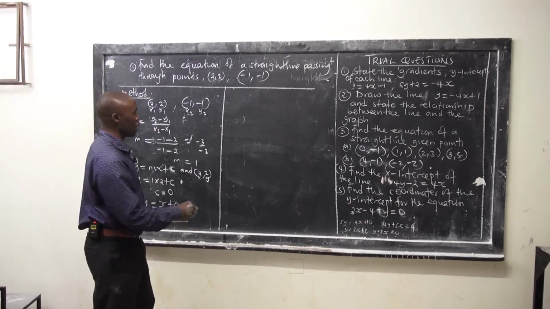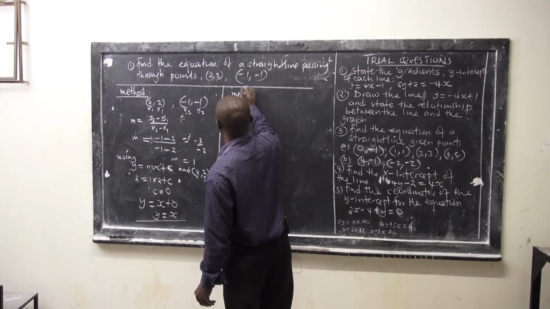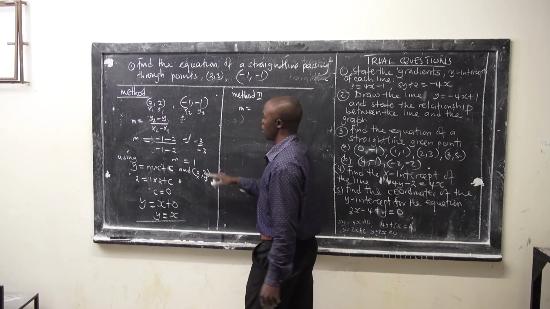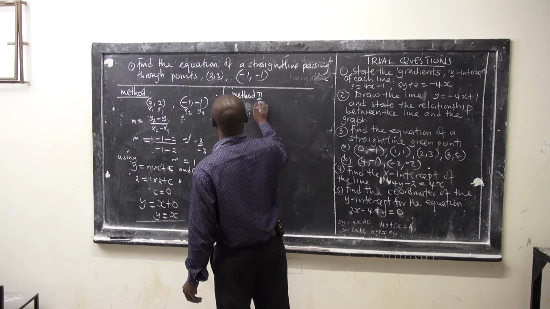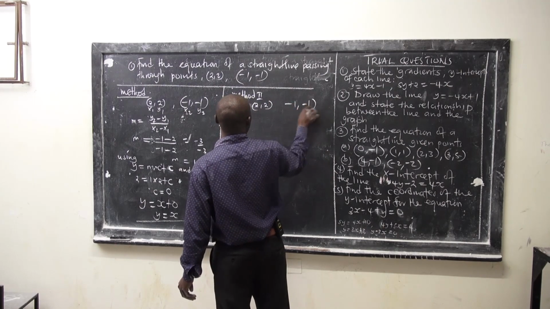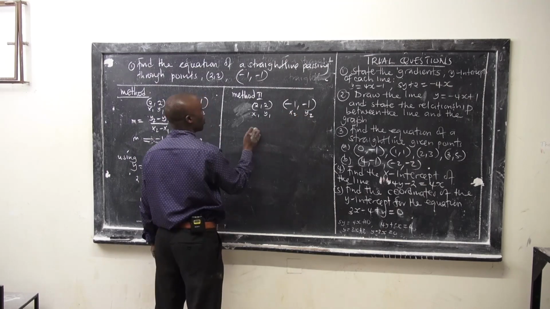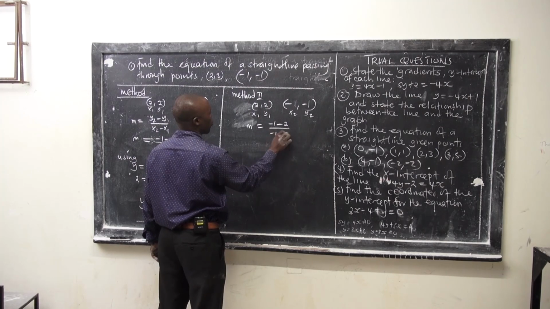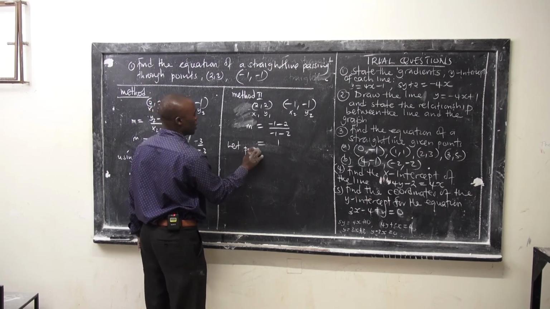We can also have the second method here, where we are going to equate gradients. So method 2: we can first find the gradient by subtracting our 2 given points. Call this x1, y1, x2, y2. So gradient m is equal to -1 minus 2 out of -1 minus 2. That gives you 1.